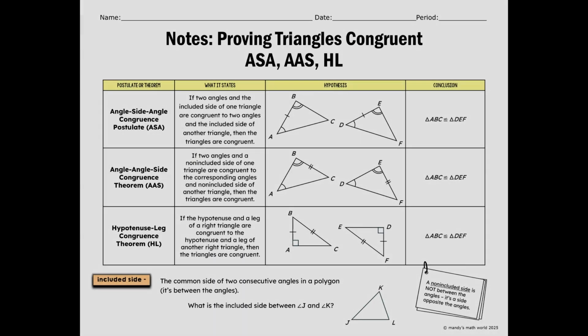Started on today's notes over proving triangles congruent. We used two postulates yesterday, the side-side-side congruence postulate and the side-angle-side congruence postulate, to prove triangles congruent. Today, we're going to be looking at three additional ones. One's a postulate, the other two are theorems. Again, a postulate is accepted as true, and a theorem can be proven. And once it's proven, then you can use it in other proofs.